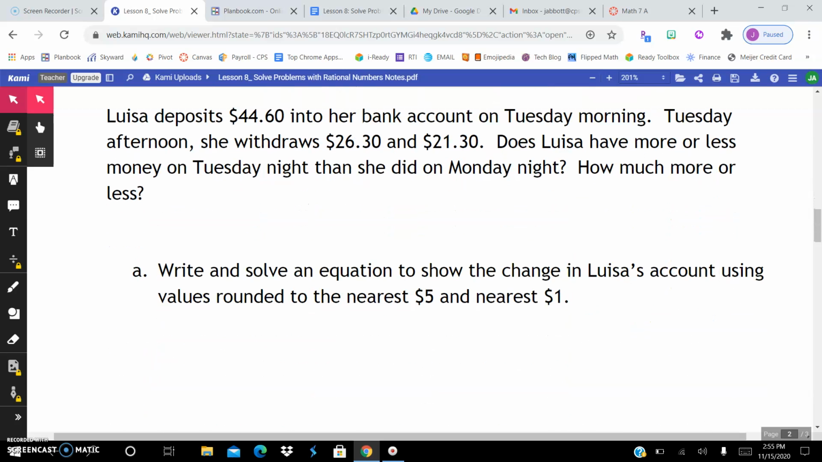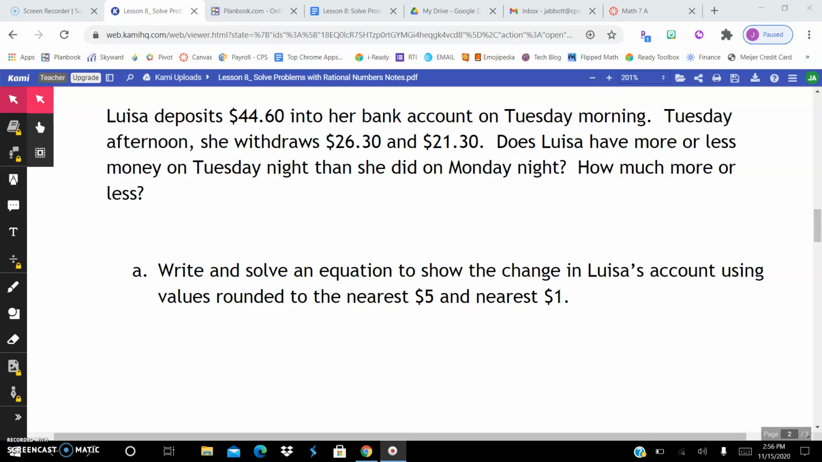All right, so Louisa deposits $44.60 into her bank account on Tuesday morning. Tuesday afternoon, she withdraws $26.30 and $21.30. Does Louisa have more or less money on Tuesday night than she did on Monday night, and how much more or less? So for part A, we are asked to write and solve an equation to show the change in Louisa's account using values rounded to the nearest $5 and nearest dollar.